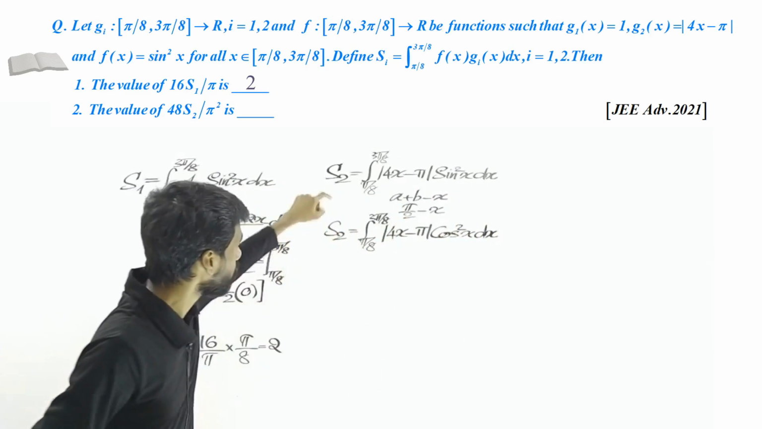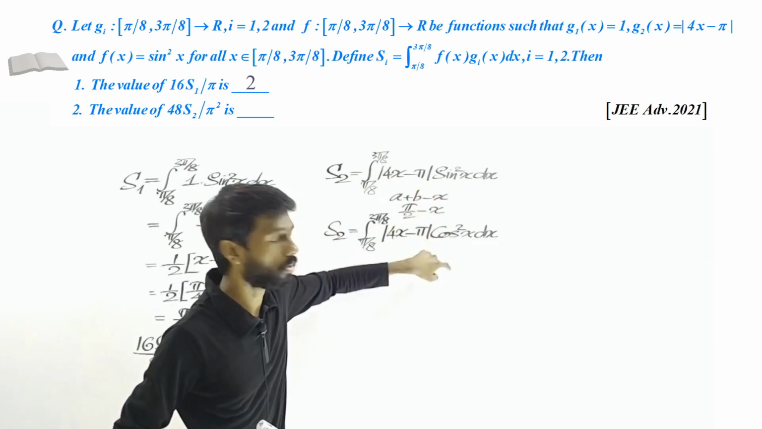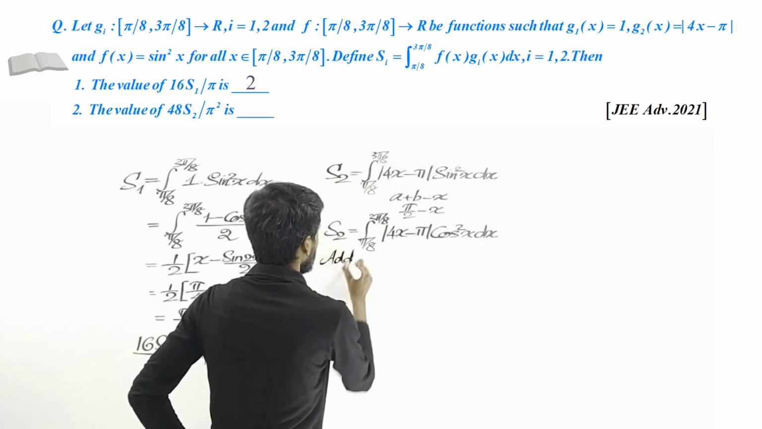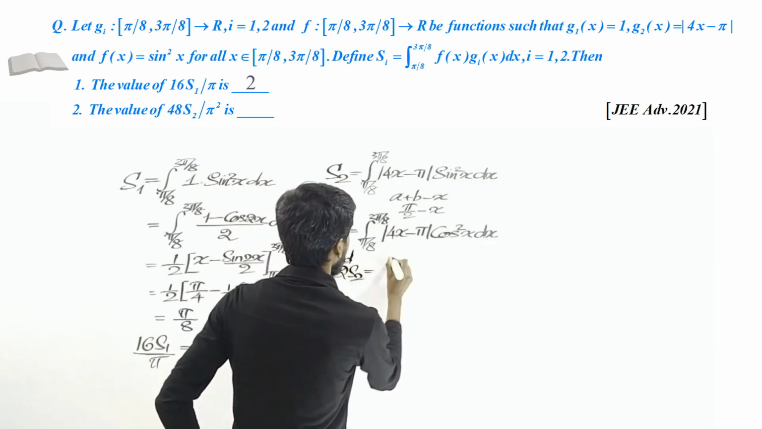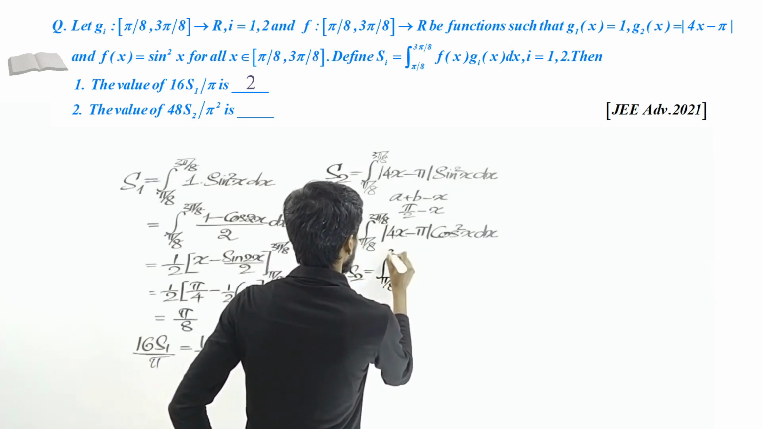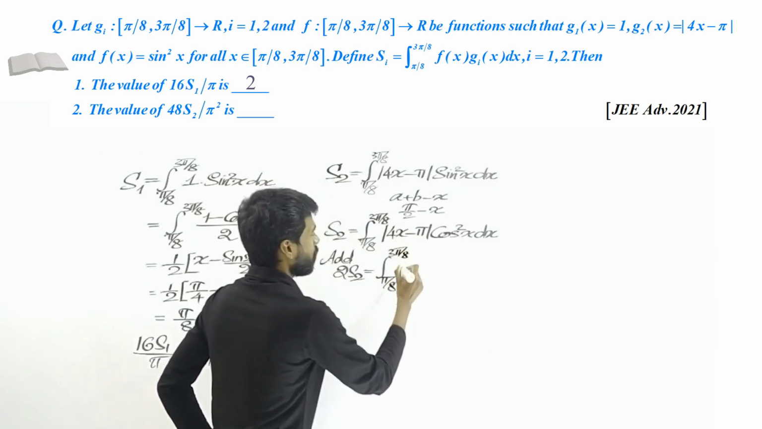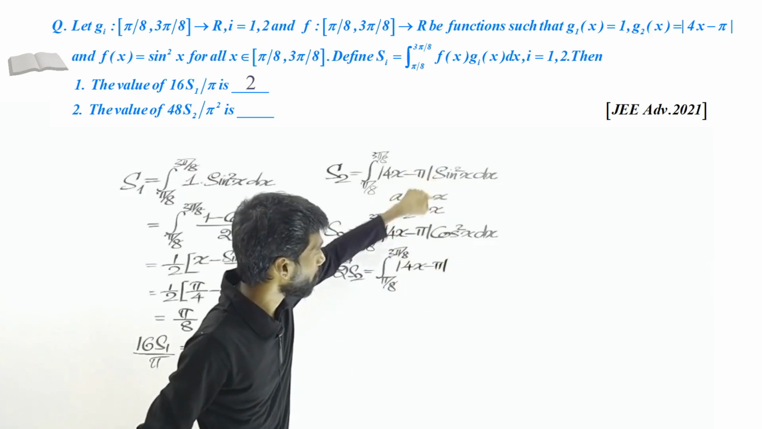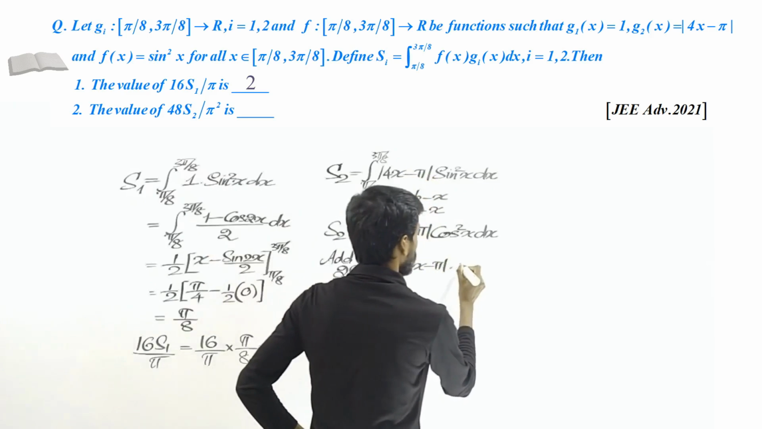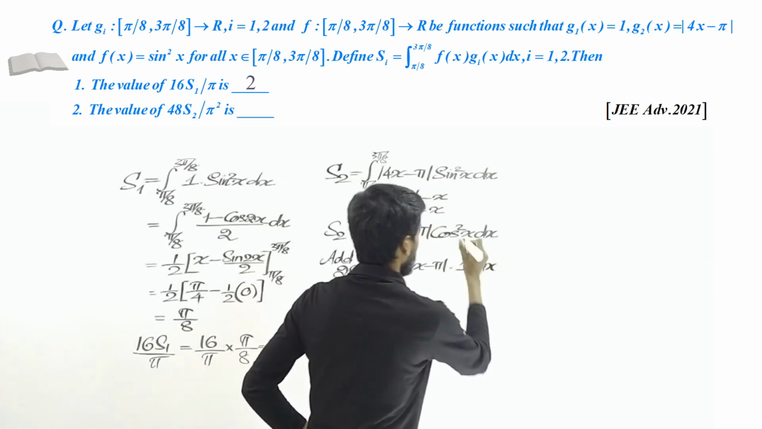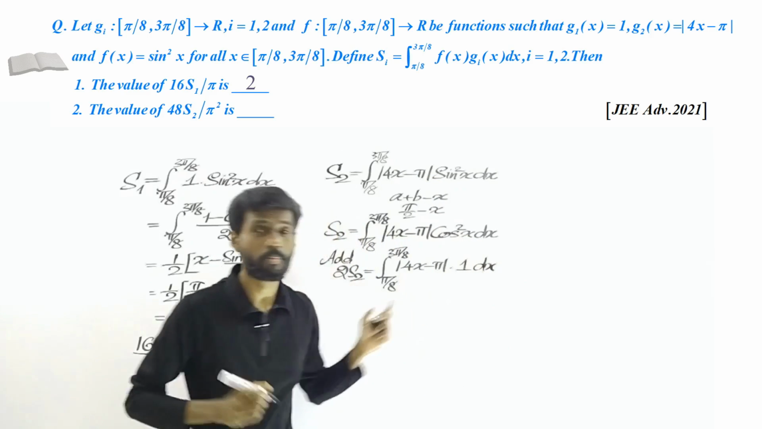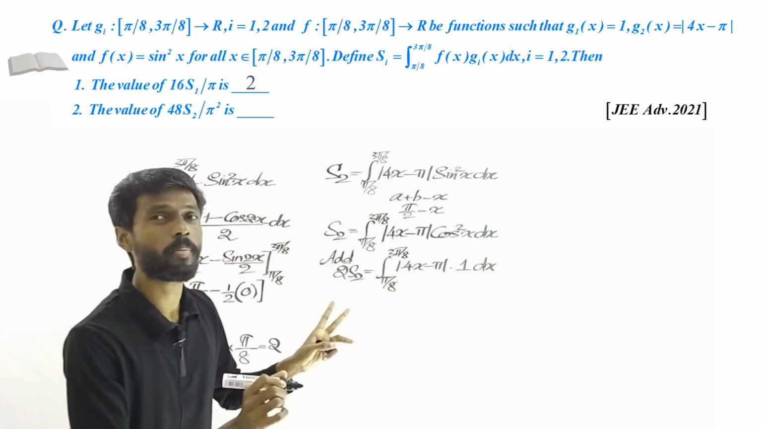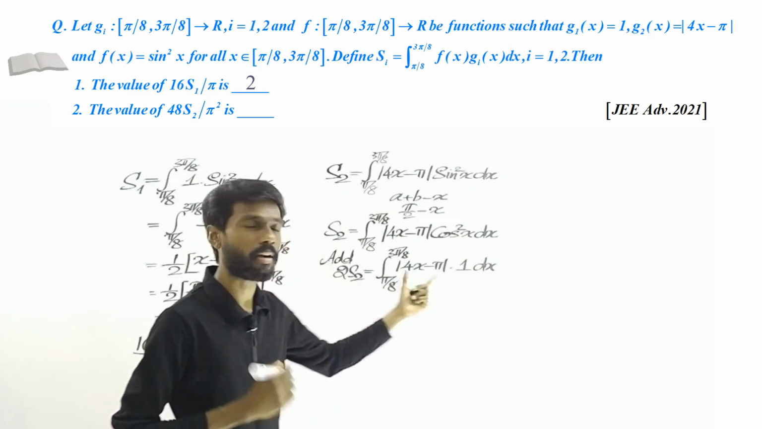Now because these two functions, sine square x and cos square x, have the same common factor, we simply add these two. So if you add, we get 2 times S2 equals the integral from pi by 8 to 3 pi by 8 of modulus 4x minus pi, which is common, times sine square x plus cos square x, and that becomes 1. So this is multiplied by 1 dx, and that is gone. We have only the function modulus of 4x minus pi, and that integral we can easily find. We can split it into two parts, so it is easier to do. So let us do this integral.